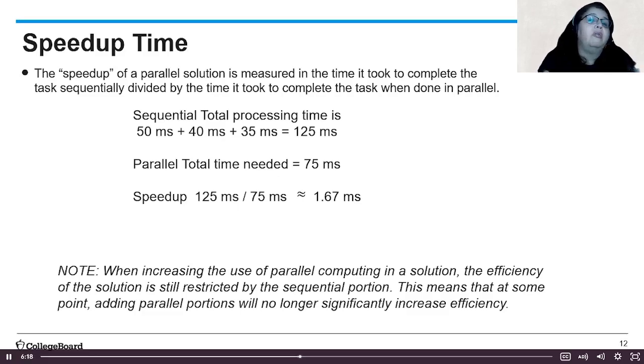But one thing you need to know, if you look down at the bottom of the screen, it's kind of important. When increasing the use of parallel computing in a solution, the efficiency of the solution is still restricted by the sequential portion. Remember, when you looked at parallel computing, your total time was still waiting on that parallel line up, even though you were maybe putting two tasks on one core. So what does this mean? This means that at some point, adding parallel portions will no longer significantly increase efficiency. Sometimes it's not going to really give you that bang for your buck.